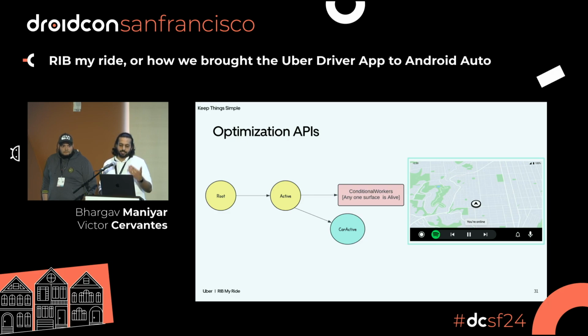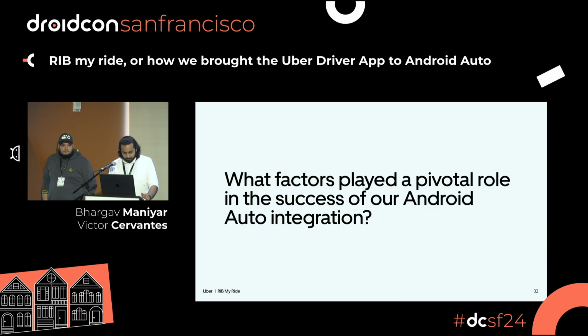Versus if this API was not there, then consumers can easily attach their workers to active, and it will stay running irrespective of whether your activity or car is connected or not.